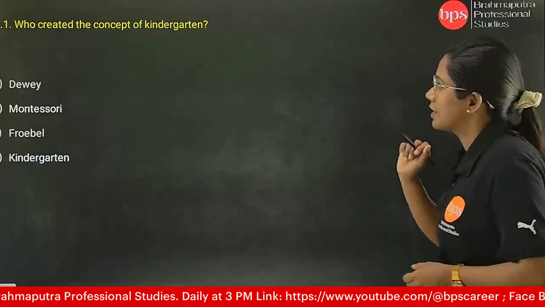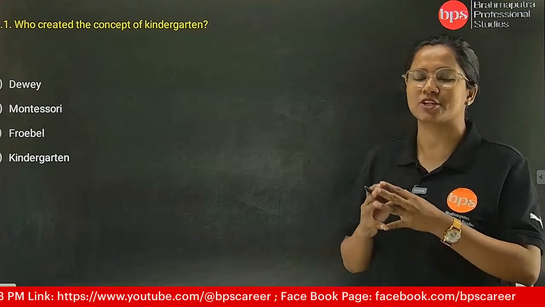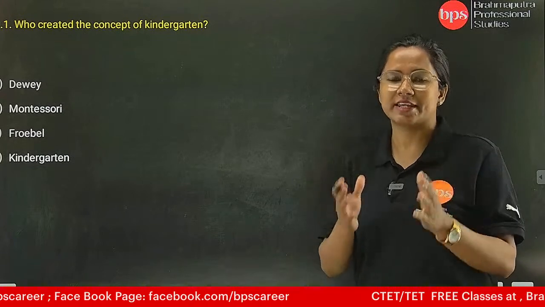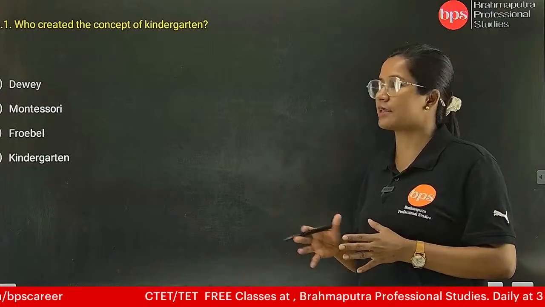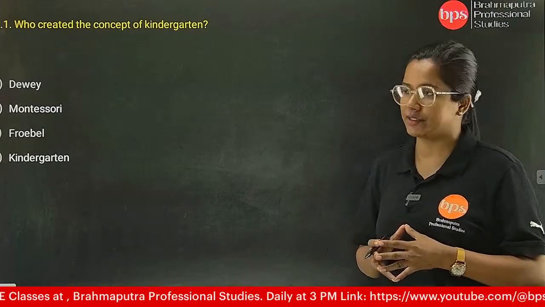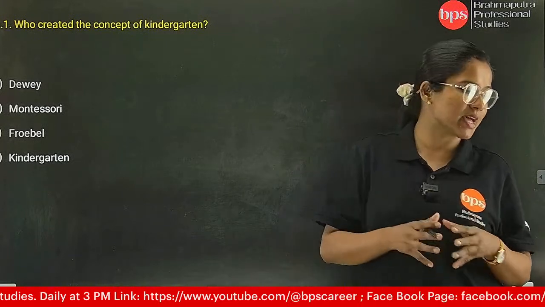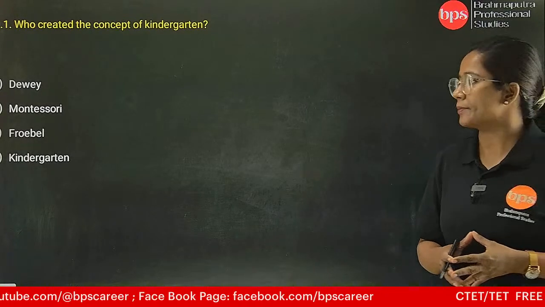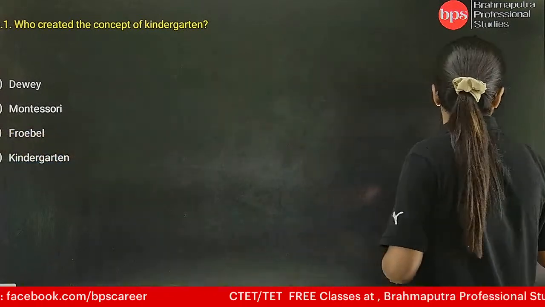So here we are with the MCQs. These MCQs are selected from the previous year question papers which we have collected for the last 10 years. And from those papers, we have selected them. So the first one is, who created the concept of kindergarten? Okay, the kindergarten concept was given by whom? It was none else but Froebel. Okay, so please remember the names which are very important.